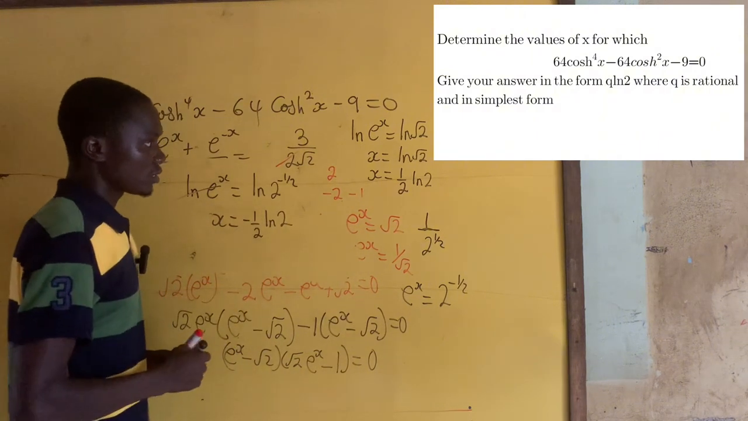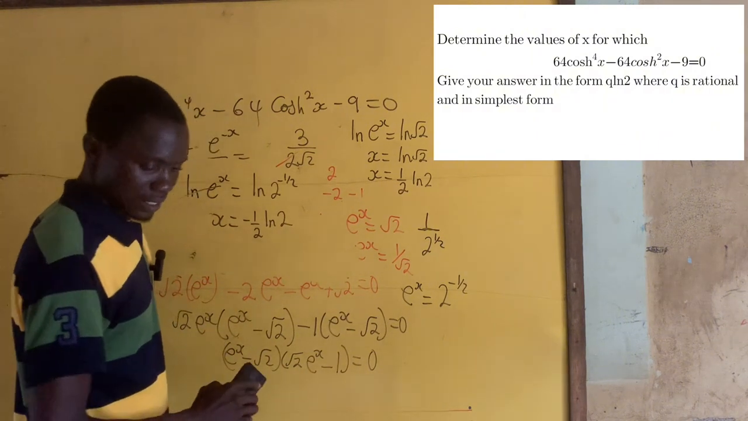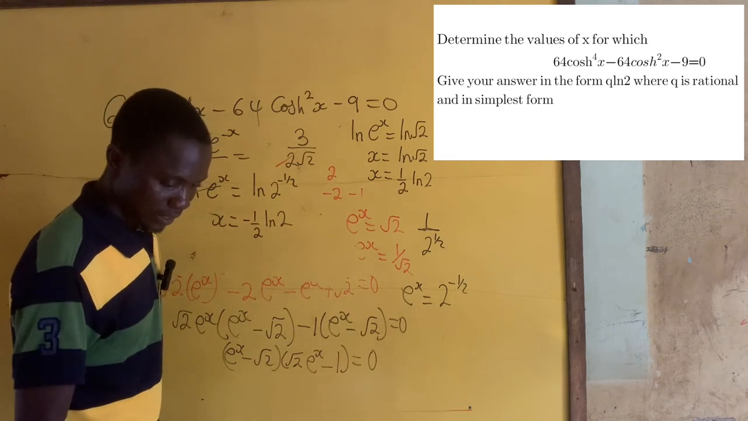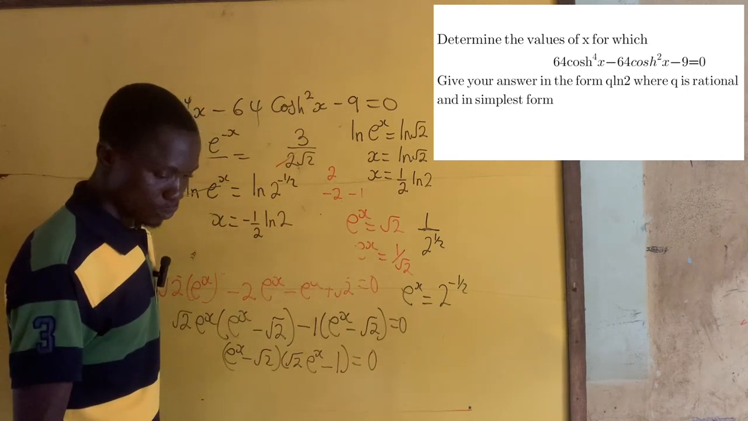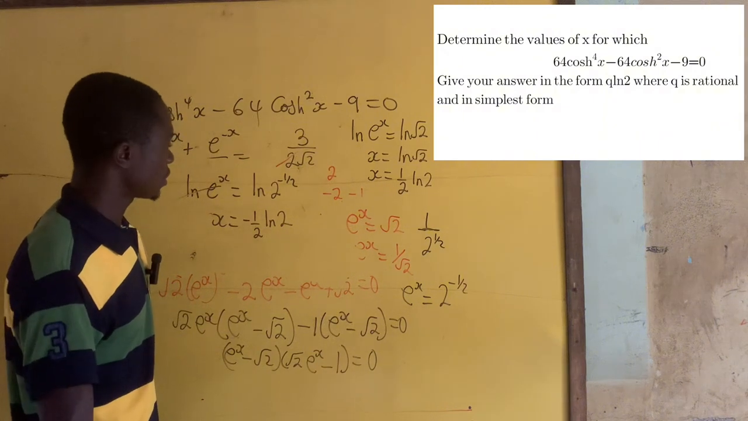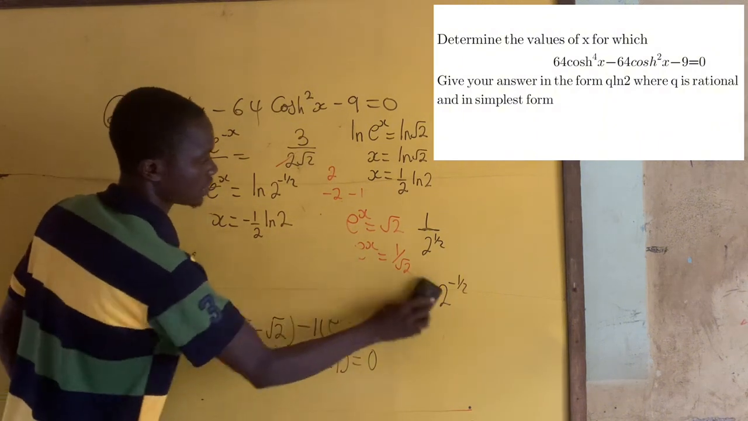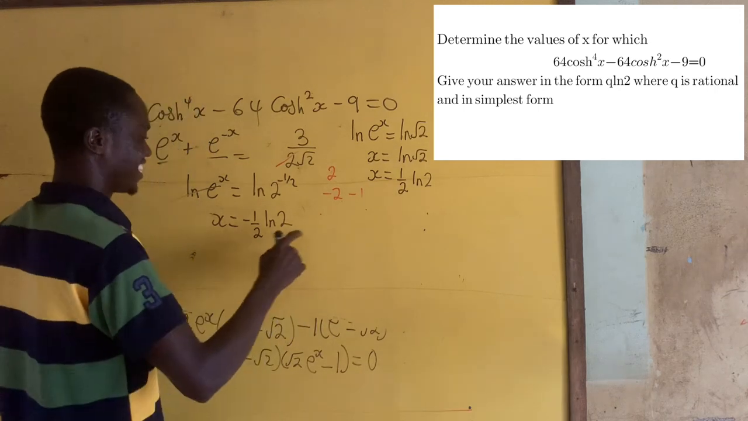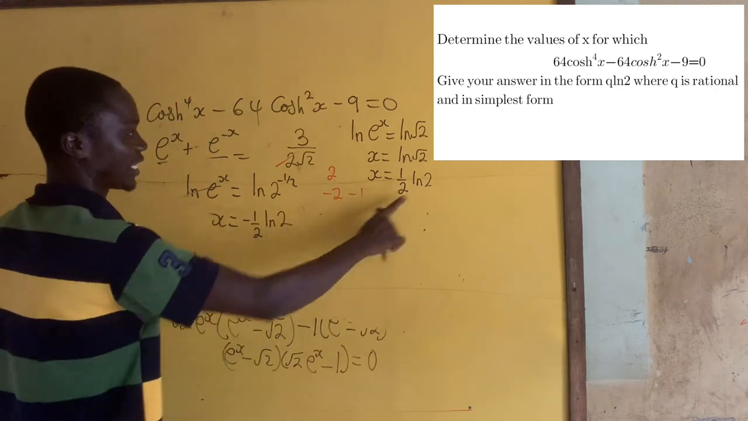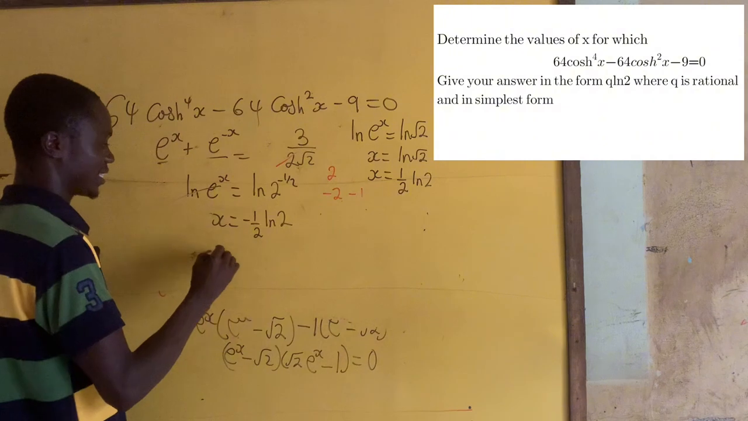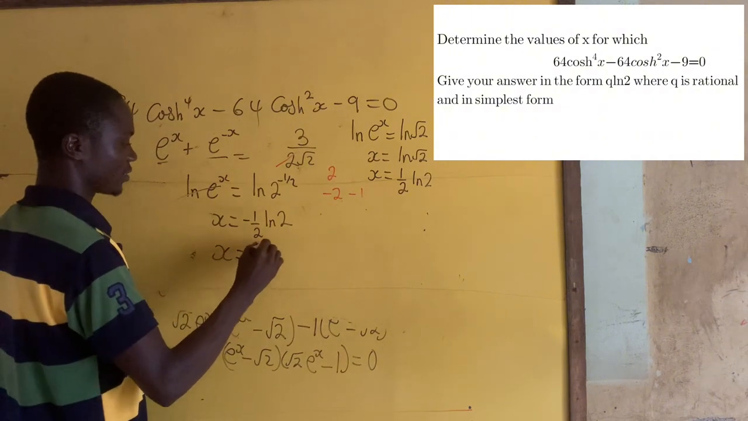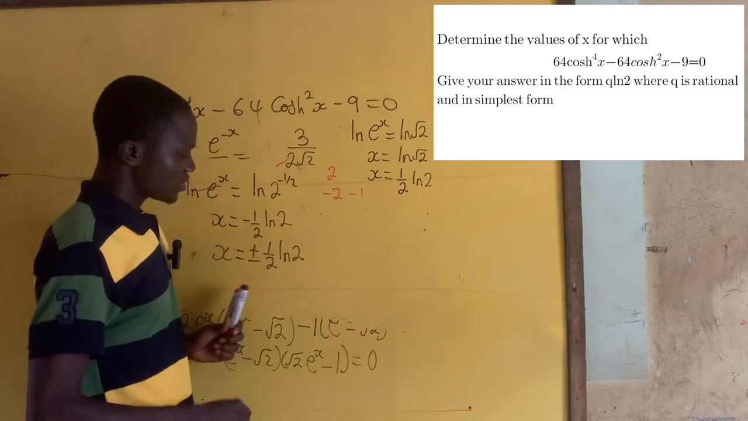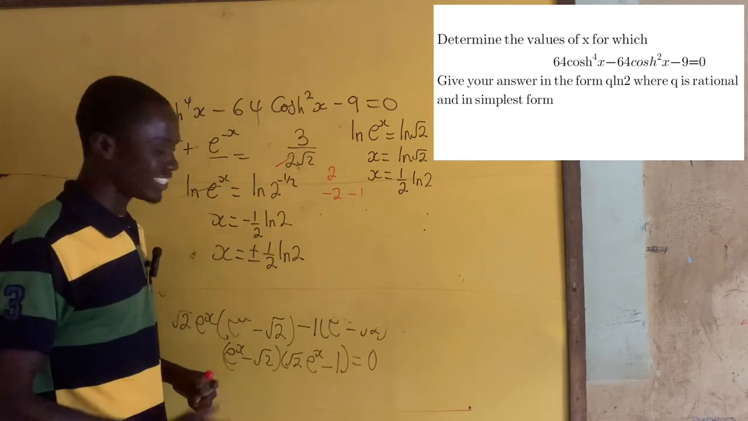And then I think, let me see, it said in the form q natural log of 2. Yes, that is that. So that is natural log of 2, that is nice. So we combine the two answers to get x equals plus or minus half of natural log of 2. That's very nice. I think this is the solution.